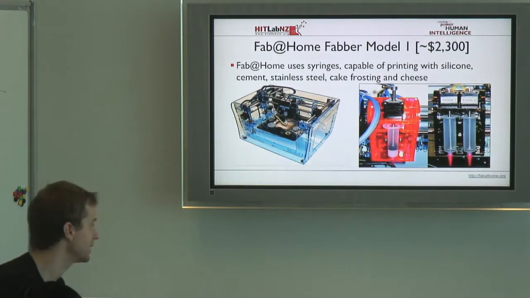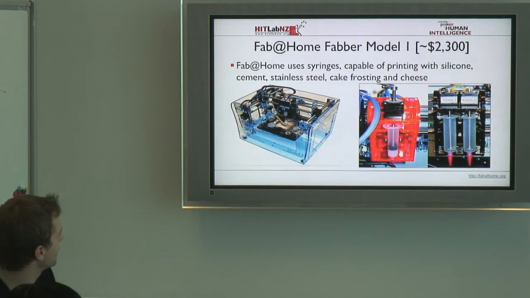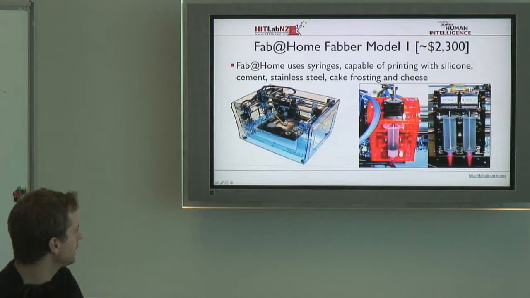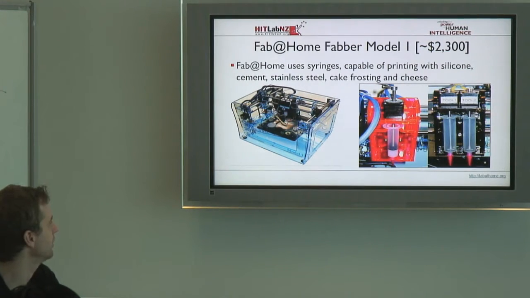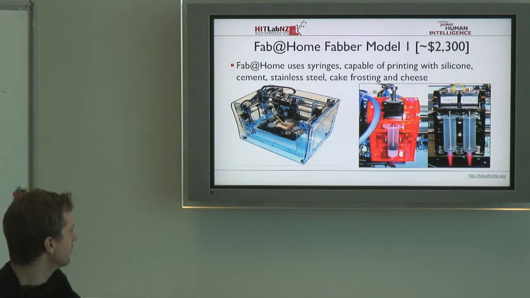So just to look at a couple of these, there's the Fab at Home ones. Fab at Home is kind of interesting because instead of using filaments that they melt, they use syringes. And anything which is liquid enough, which will harden when you heat it up, you can put in a syringe. So you can print in silicone, cement, stainless steel, if you replace the plastic syringes with something that can handle stainless steel. You can print in cake frosting, cheese, so you can make edible 3D printing stuff, which is kind of cool.